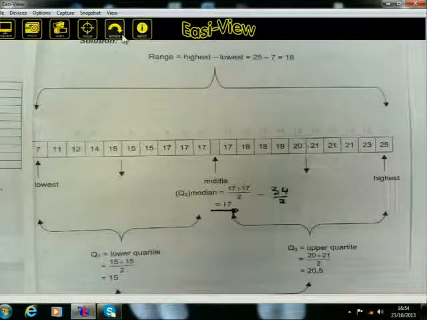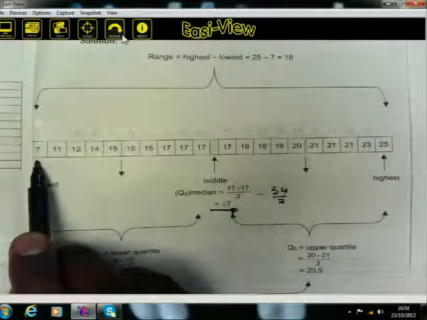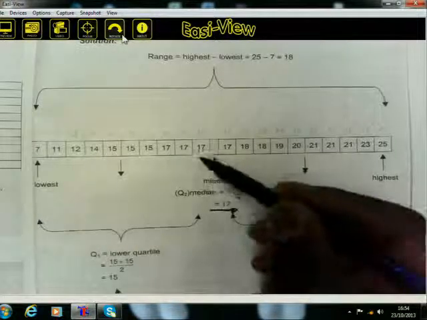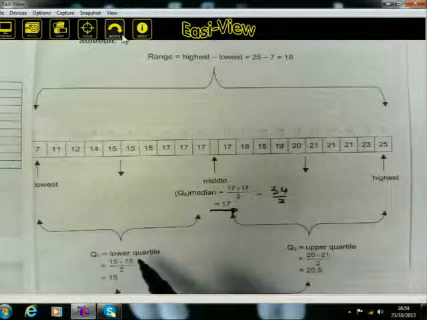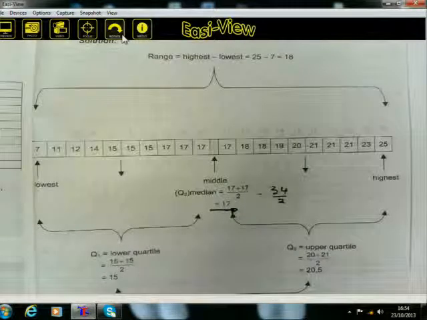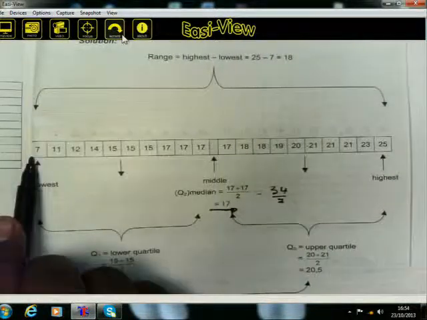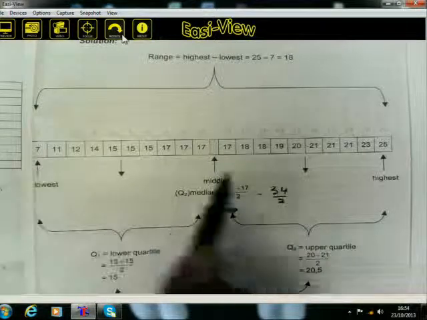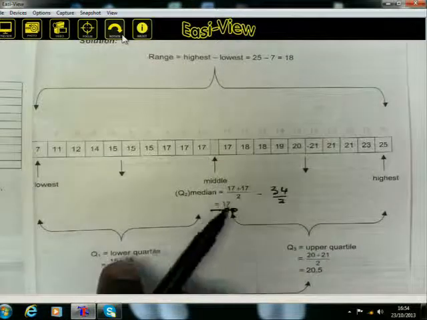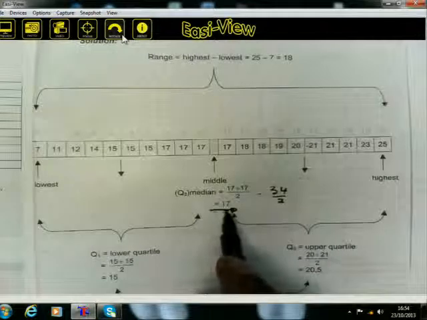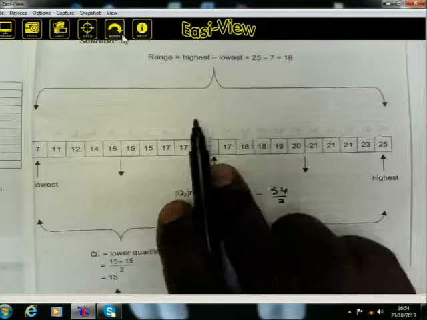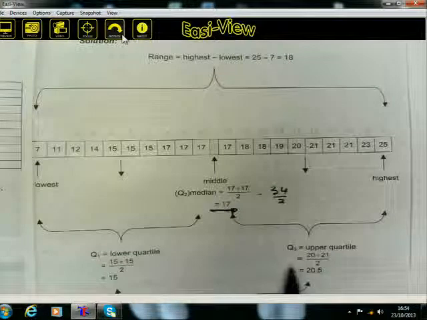You get the point? It's where we talk about the range. Now, from number 1 up to number 17 here, that's our lowest quartile, or the lower quartile. From 7 up to 17 here, that's the lower quartile, the first quartile. And then it's our median. From 17 up to 25, it's the upper quartile.